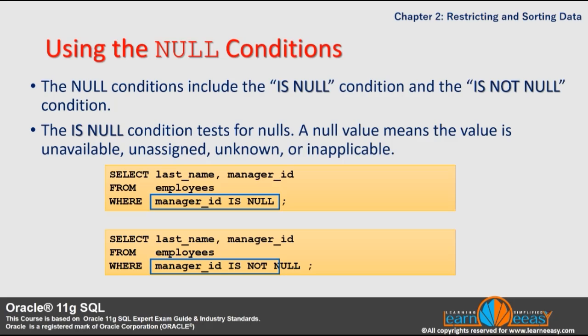The first example retrieves the last names and managers of all employees who do not have a manager. The second example retrieves the last names and managers of all employees who have a manager.